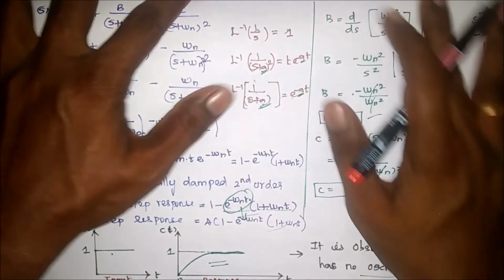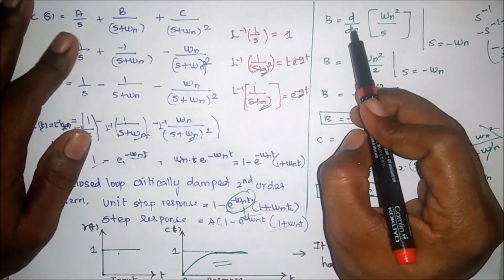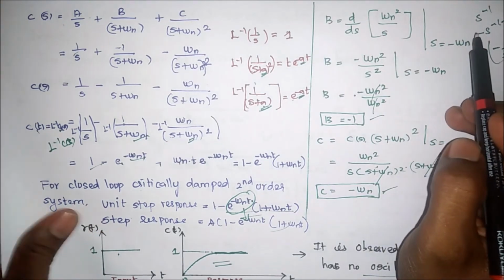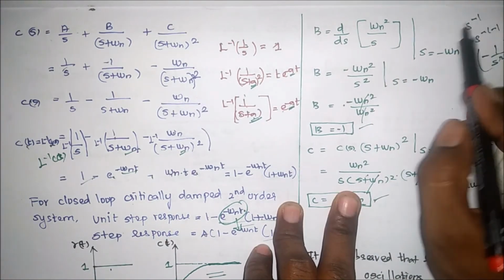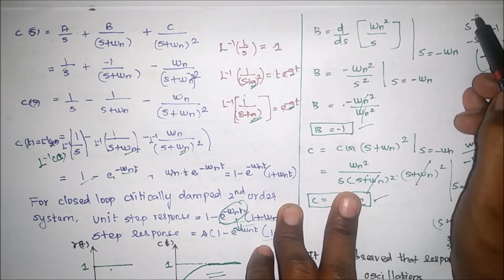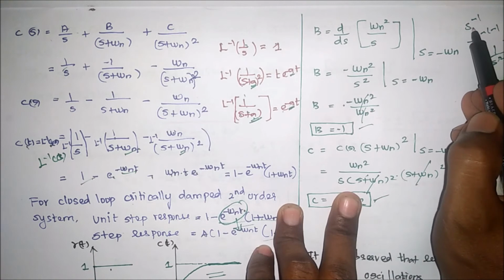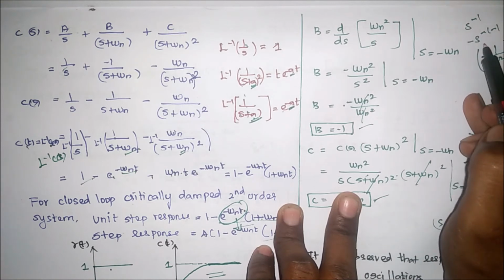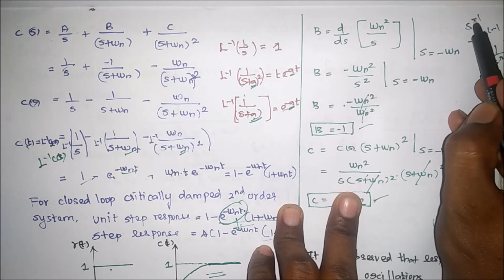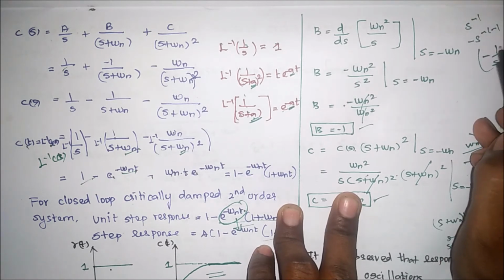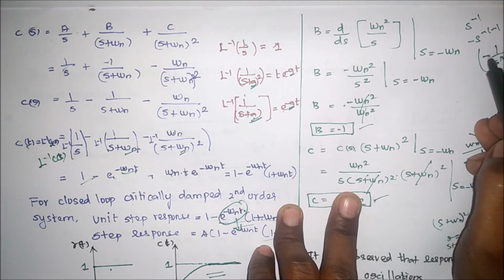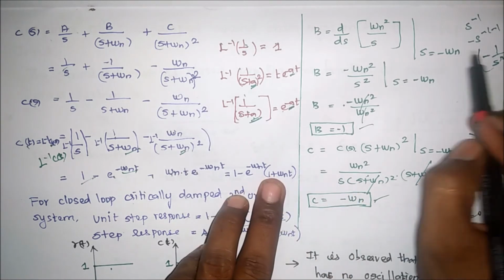So we see B equal to d by ds of omega n square divided by S. We know here 1 by S is S inverse. If we bring this into the numerator, S power minus 1. For this, differentiation is minus 1 into S power minus 1 minus 1. Therefore it will become minus 1 divided by S power minus 2, which is minus 1 divided by S square.